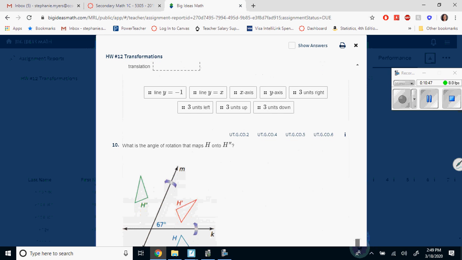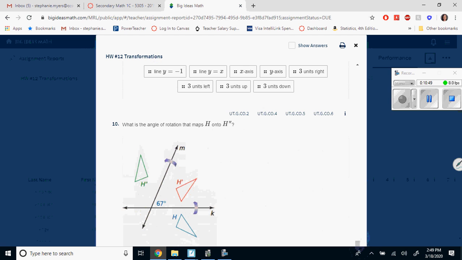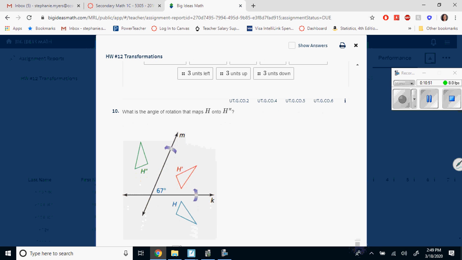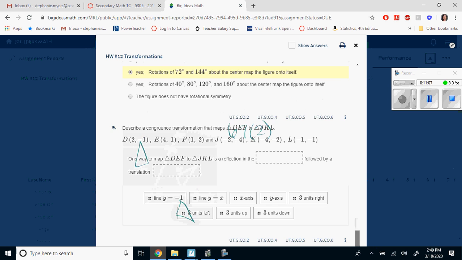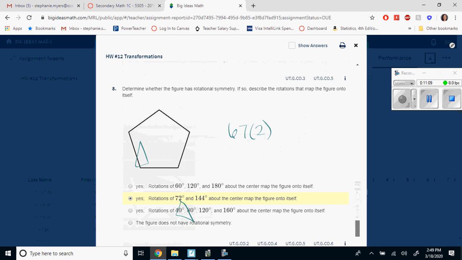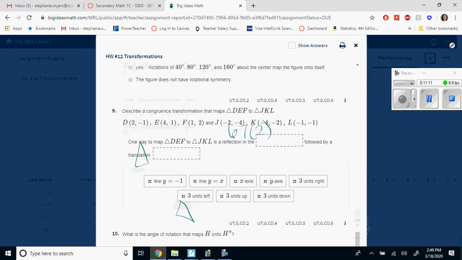And number 10. Oh, this one. We talked about this one. We decided that the angle of rotation to get from this shape to this shape with just rotating it is just 67 times 2. So again, number 9, I want you to try it on your own because I think that's a pretty good problem. But I will help you if you ask me.